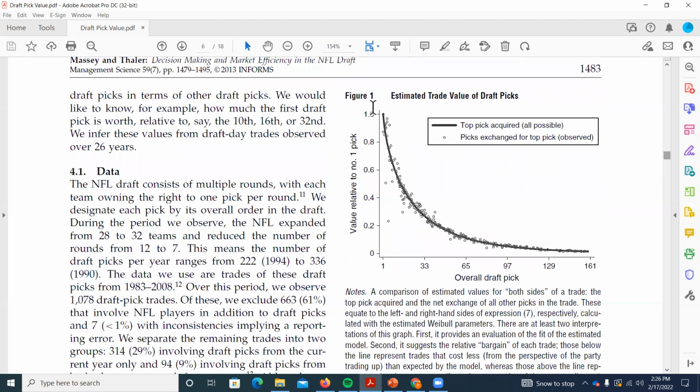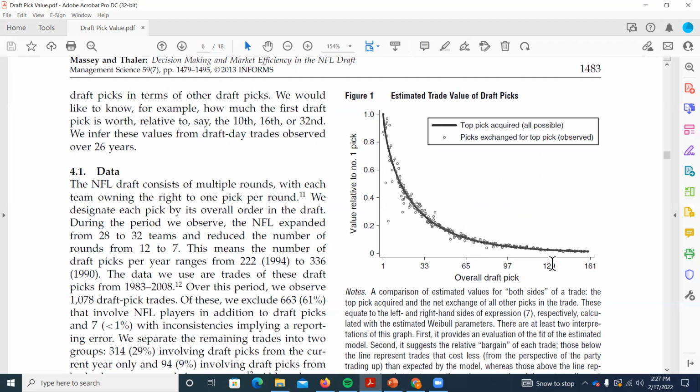Okay, so I tried to draw this out for you earlier, and hopefully I got it pretty close. But this is looking at the overall draft picks, and they tried to come up with a way of estimating what the value of these players was, what kind of value they had relative to the best person in that draft class. And you can see it falls off pretty quickly, and then levels out.